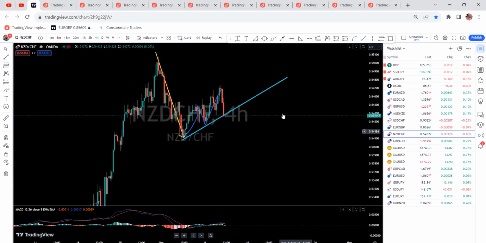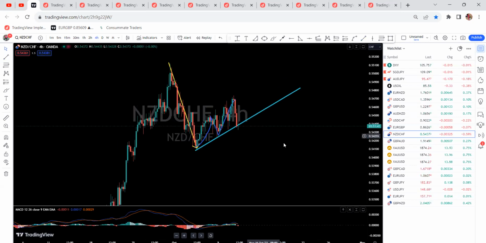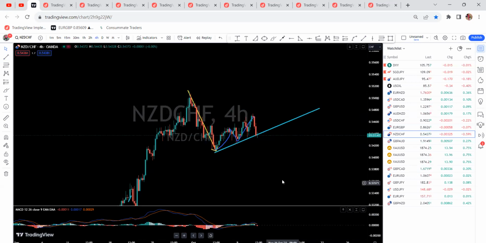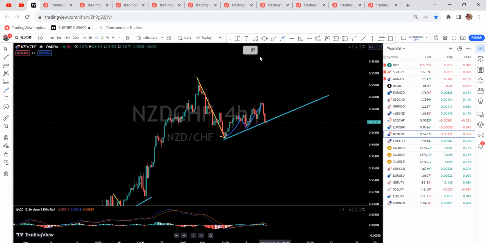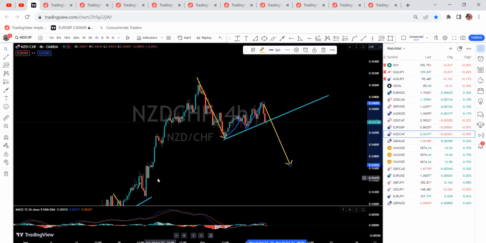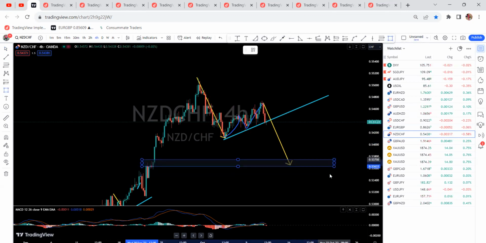So let's wait. The moment this market closes below this counter trend line, we are good to go. Wow. 2 by 2 of this movement. Let's check where we are targeting. Remember what I said about 2 by 2. The 2 by 2 of this movement will be somewhere here. So here will be our target. Okay, this will be our target.